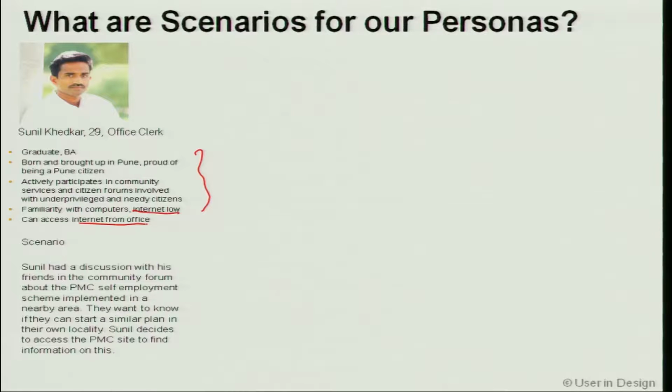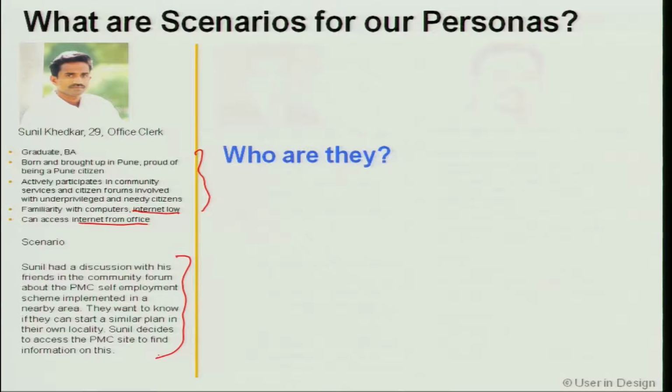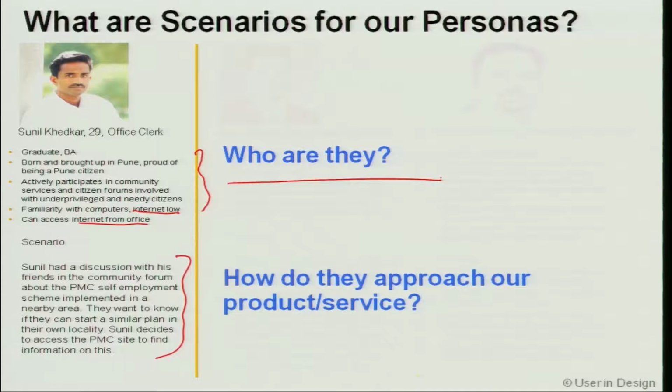Sunil had a discussion with his friends in the community forum about the Pune Corporation self-employment scheme implemented in a nearby area. They want to know if they can start a similar plan in their own locality. He decides to access the corporation website to find information about this. So this is telling you his goals, his intents, his motivations, and the scenario around which he is going to use the product. So personas are about who are these people, scenarios are about how do they approach our product or service, okay?